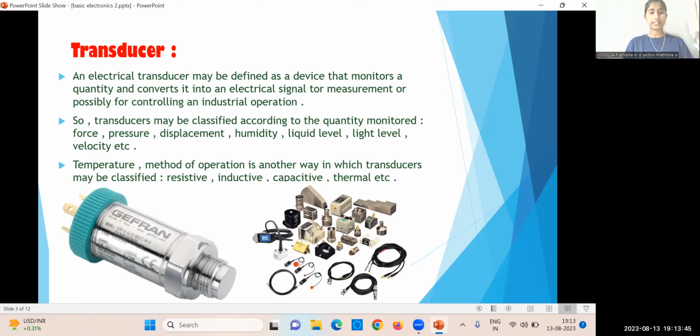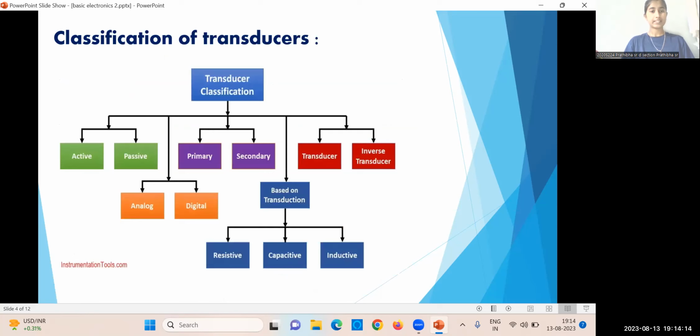Transducers may be classified according to the quantity monitored, like force, pressure, displacement, humidity, liquid level, light level, velocity, temperature, etc. Method of operation is another way in which transducers may be classified. The classified transducers are resistive transducer, inductive transducer, capacitive transducer, and thermal transducer, etc. Here there is the classification of transducers based on active and passive, analog, digital, primary, secondary.